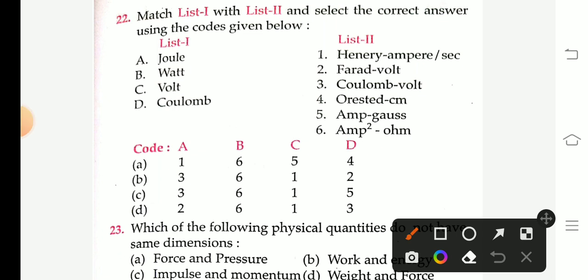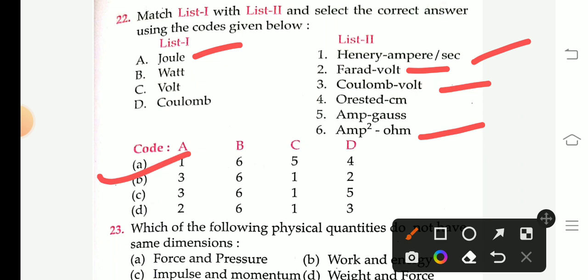Match list 1 with list 2 and select the correct answer using the codes given below. Joule, coulomb volt; watt, ampere square ohm; volt, henry ampere per second; coulomb, farad volt. Right answer is option B.